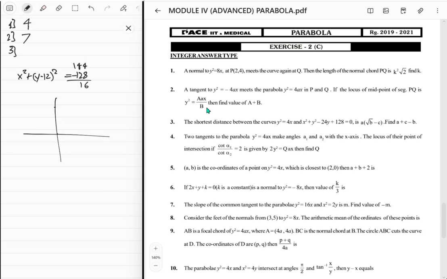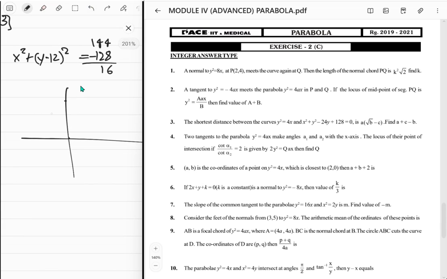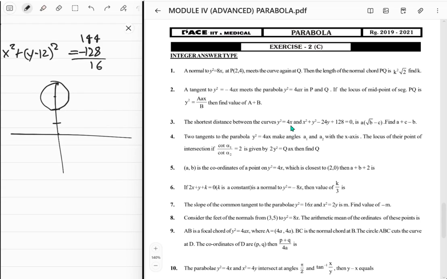It must be, right? Yeah, it must be correct. So the radius is 4, and this is at 12, so it's going to be like this. It's like 4, 4, 12, something like that. And the other parabola, what was that? It was y squared equal to negative 4x, no, sorry, that's for the second question. What was the third question? y squared equal to 4x. So like this or whatever.